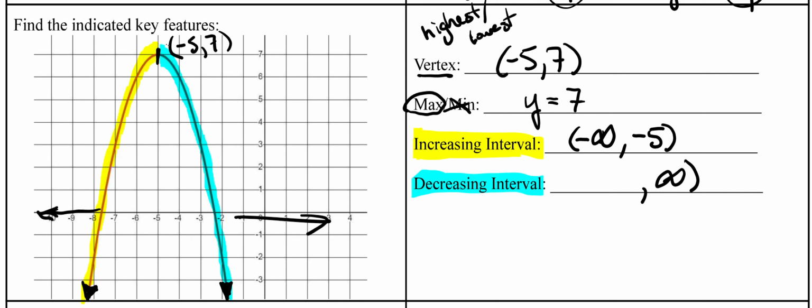But what is the leftmost value where this thing is decreasing? Well, it started at the top of that U, at the top of the parabola. And that was where x equals -5. And so that's the interval where it's decreasing.